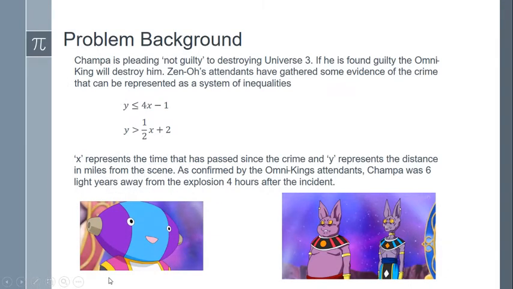Champa is pleading not guilty to destroying Universe 3. If he is found guilty, the Omni King will destroy him. Zeno's attendants have gathered some evidence of the crime that can be represented as a system of inequalities: y is less than or equal to 4x minus 1, and y is greater than 1/2 x plus 2. x represents the time that has passed since the crime, and y represents the distance in miles from the scene. As confirmed by the Omni King's attendants, Champa was 6 light years away from the explosion 4 hours after the incident.